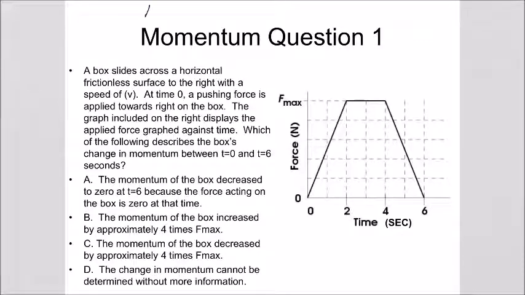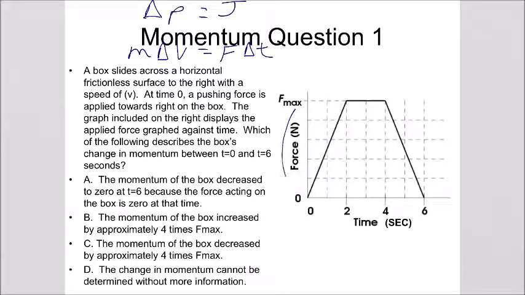So we're looking for the change in momentum, delta P. Remember, that's equal to m delta v. We also should know that the change in momentum is equal to the impulse, J. Well, impulse is equal to force times change in time. So m delta v equals F delta t.